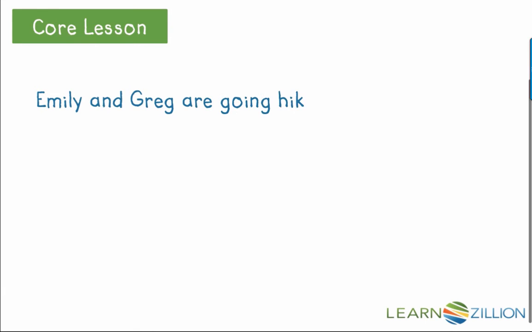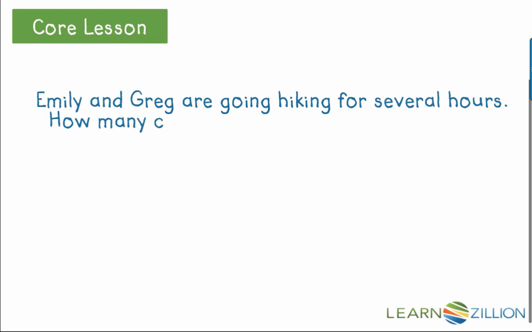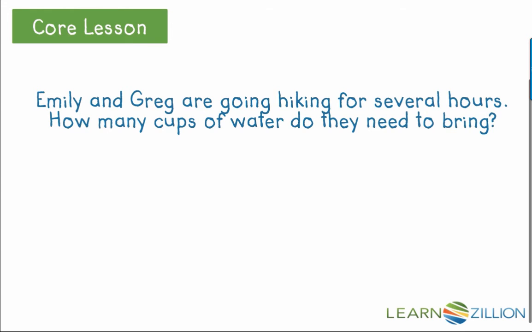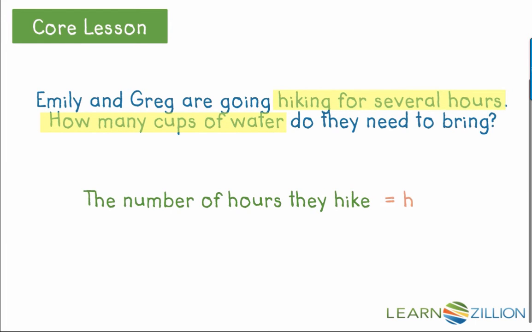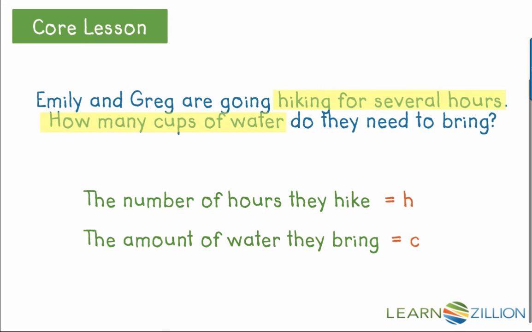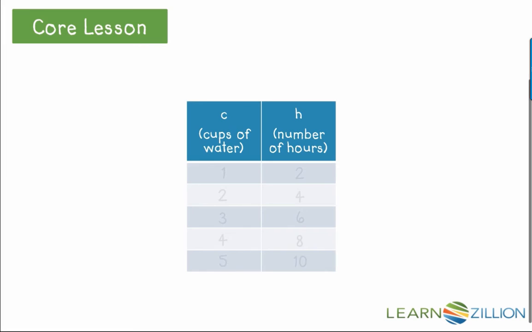Emily and Greg are going hiking for several hours. How many cups of water do they need to bring with them? If we look at this scenario, we see Emily and Greg hike for a certain number of hours, and we want to know the amount of water they bring with them. The two variables are the amount of hours they hike, or h, and the amount of water they bring, or c. Here is a table modeling these two variables.